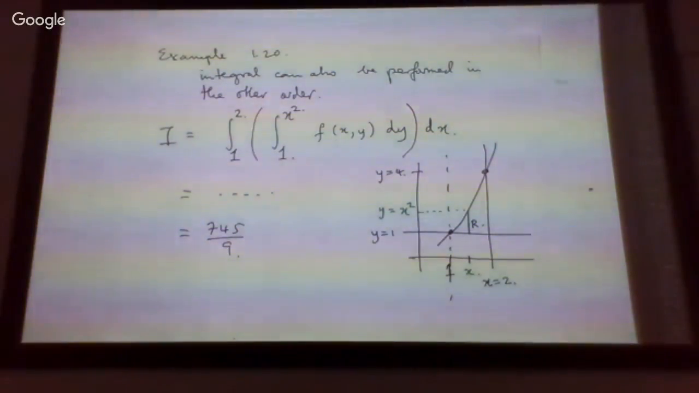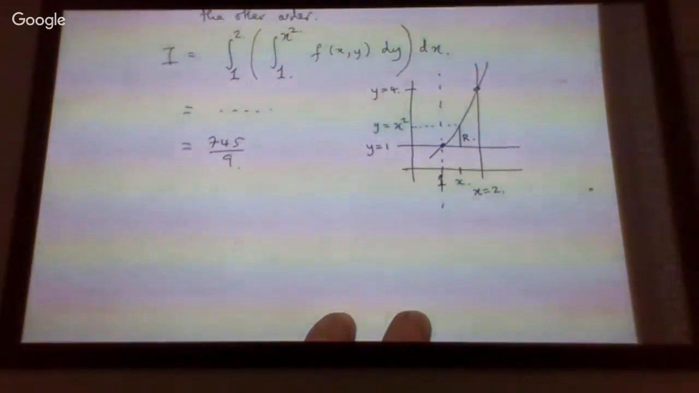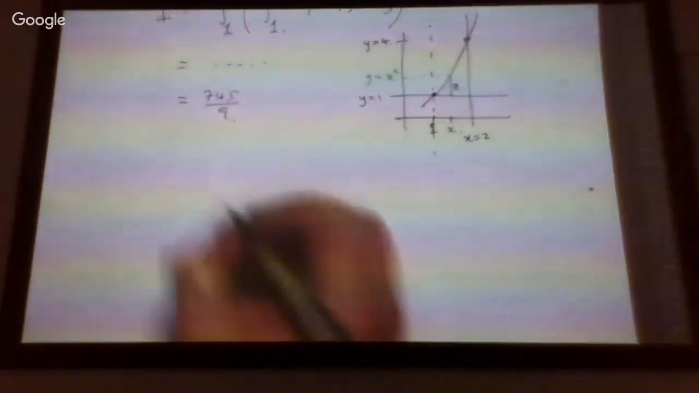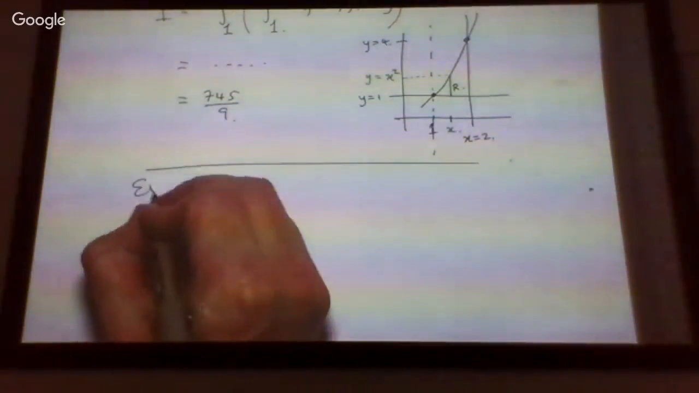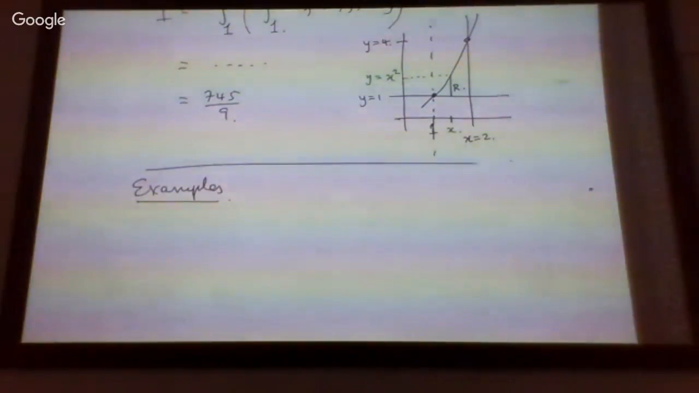Okay, we're going to stick with this theme for the moment. I won't go on and do any other new topics. But I'd like to look at some more examples of this. So these examples aren't in the notes. These are just extra ones.